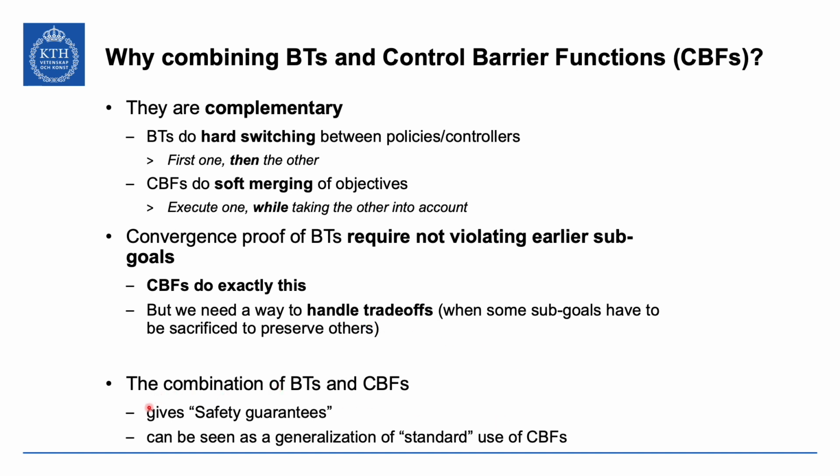So this combination gives safety guarantees in the sense of classical control barrier function safety guarantees. We can guarantee we're not going into the unsafe set, whatever that is. But we can also use them for this kind of hierarchy of different sets that we want to be in and sets we don't want to be in, and so on. So this combination can be seen as a generalization of the standard use of control barrier functions, if you will.